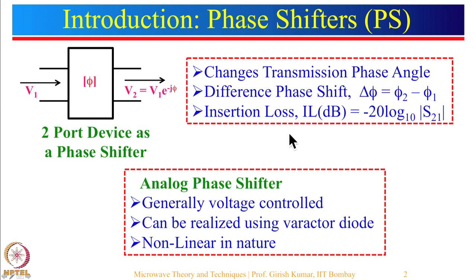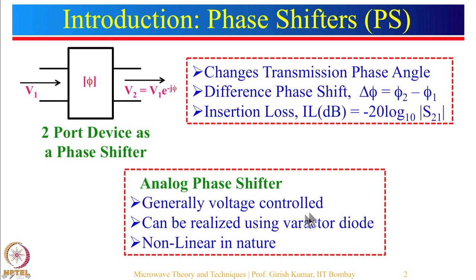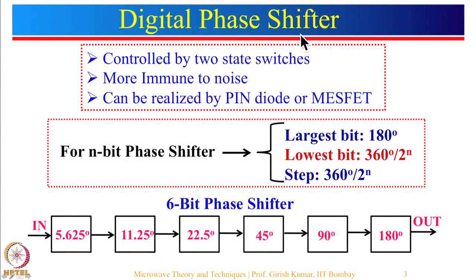Now, there are 2 types of phase shifters. One is analog type, another one is digital type. Analog phase shifters are generally voltage controlled and can be realized using a varactor diode. We had seen that for a varactor diode, if we change the reverse bias voltage, its capacitance changes. A change in the capacitance actually means the phase angle changes, as we will see in a short while. Now, these analog phase shifters are non-linear in nature. The reason for that is the capacitance of the varactor diode varies in a non-linear fashion as we change the reverse bias voltage.